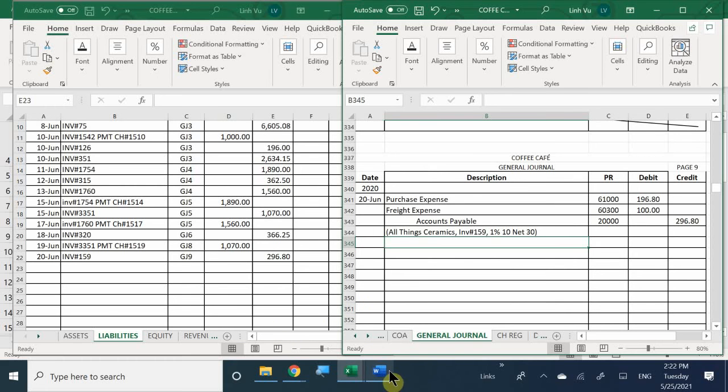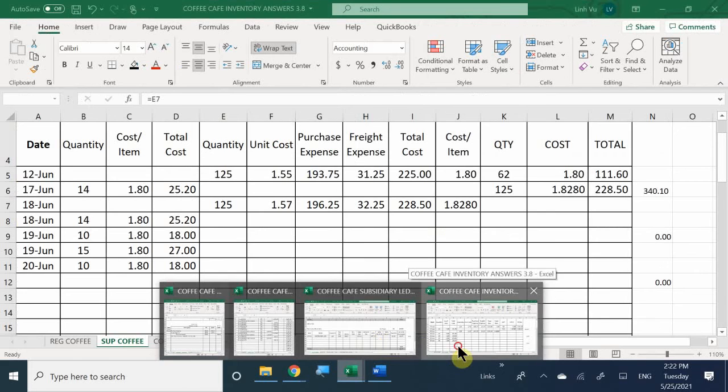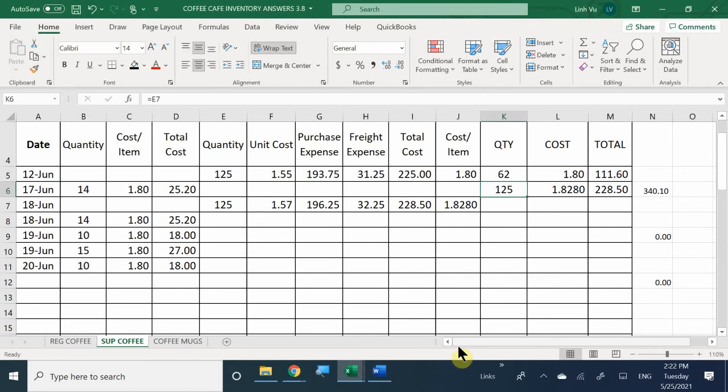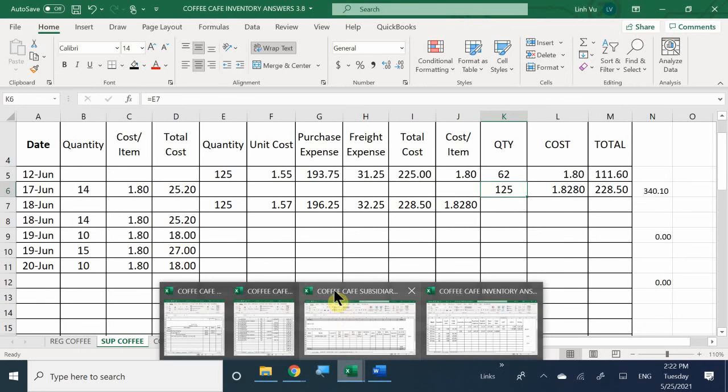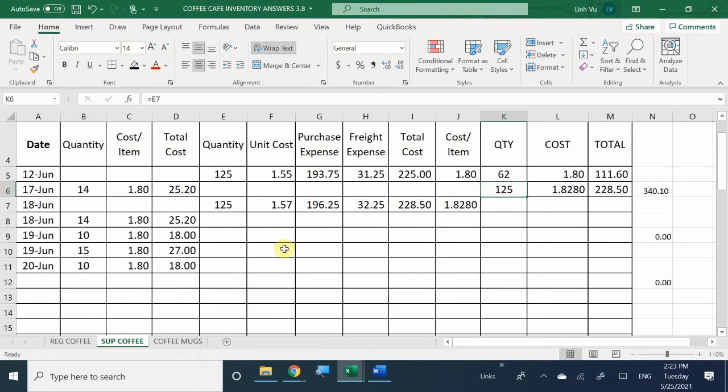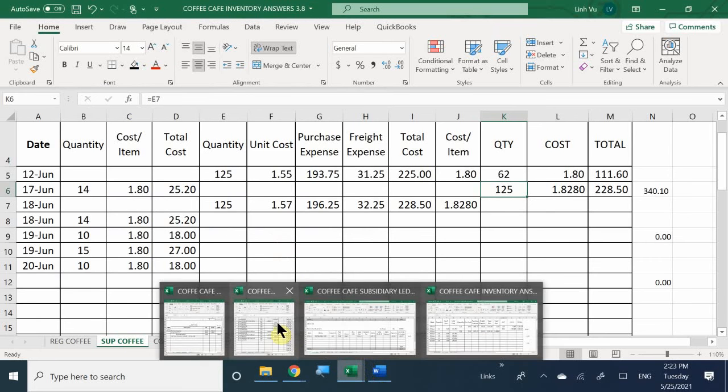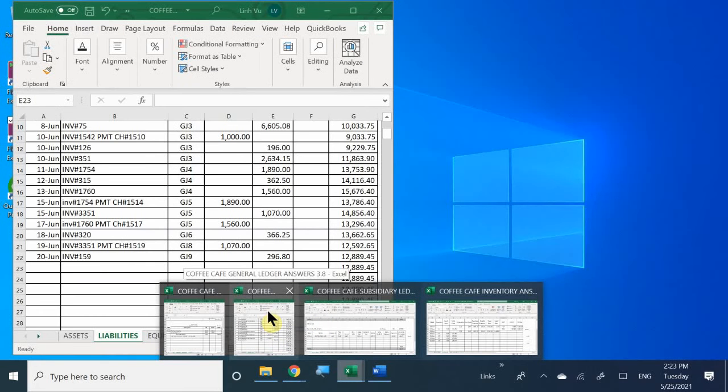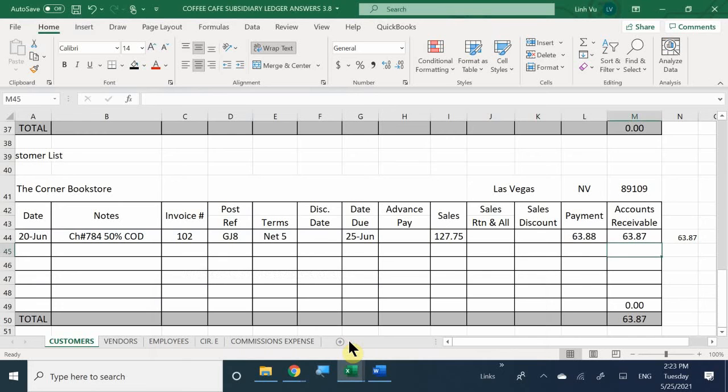Go back to coffee mugs inventory. Wait, no. If I'm skipping around, we did the freight, right? We did the freight. Did the PO. We did the PO. We have to do the subsidiary ledger also, but we could do the inventory first. No, we should go in order so I'm not messing anybody up. Okay, subsidiary first.